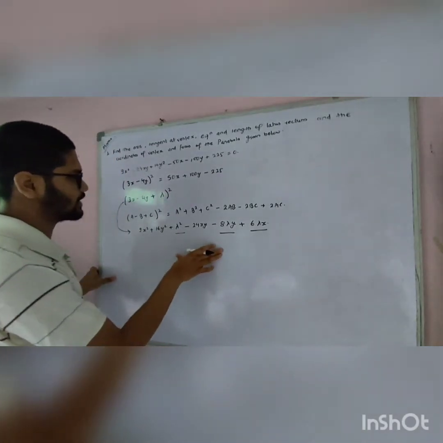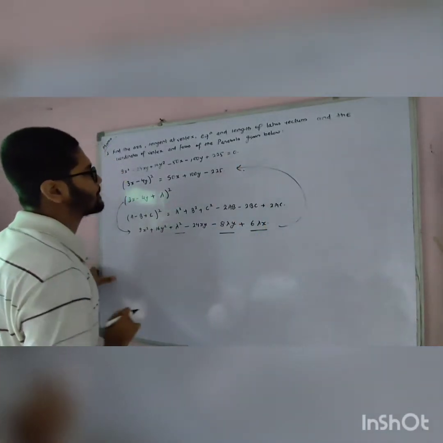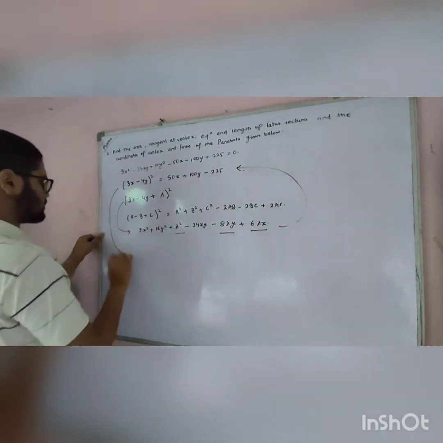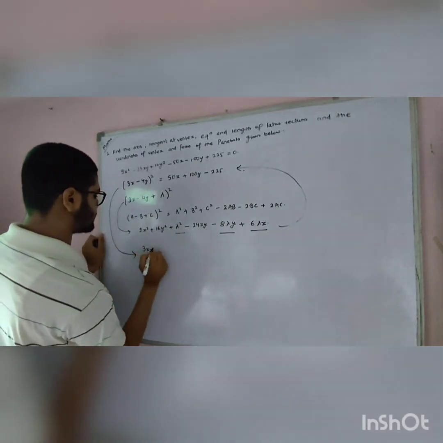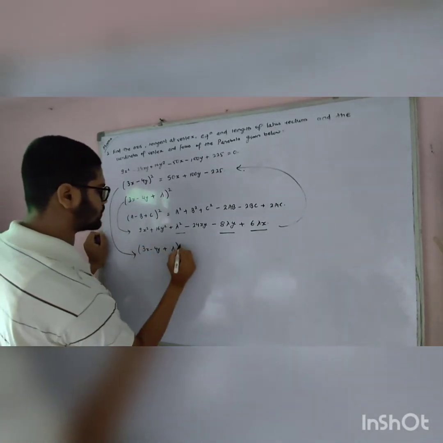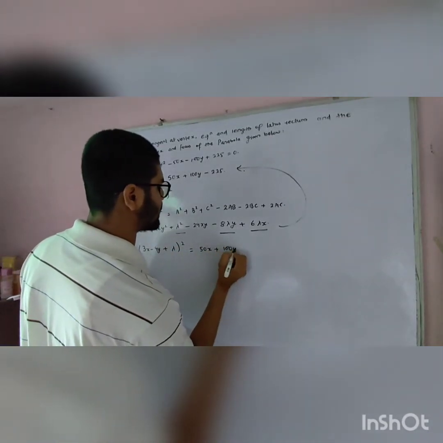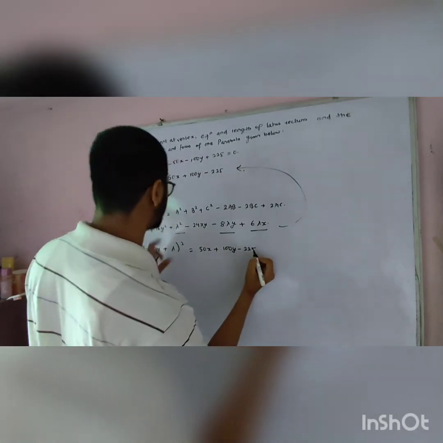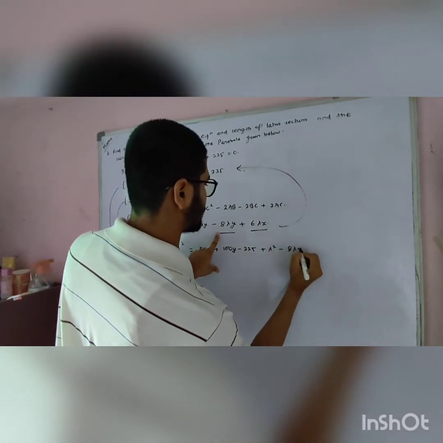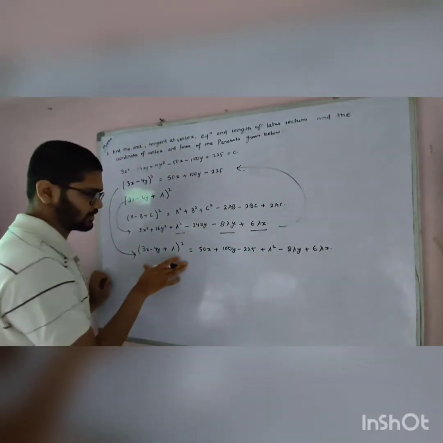So what I'm going to do is simply add these terms to the right hand side of the equation. So I can write it as (3x - 4y + lambda)^2 equals 50x + 100y - 225, and I am adding these terms: lambda^2 - 8 lambda y + 6 lambda x. Now this will balance the whole equation.